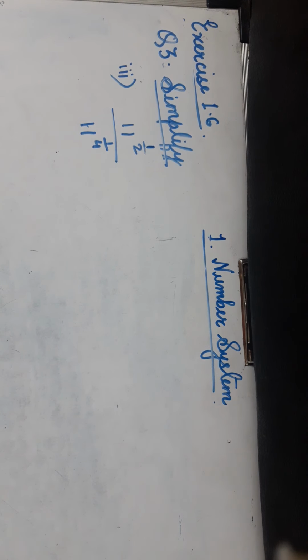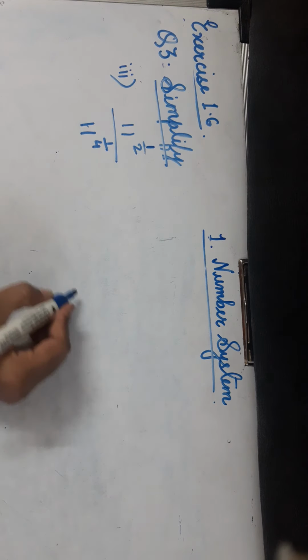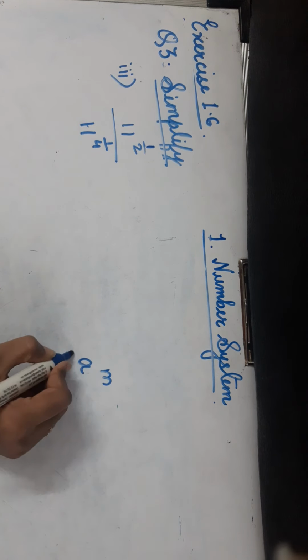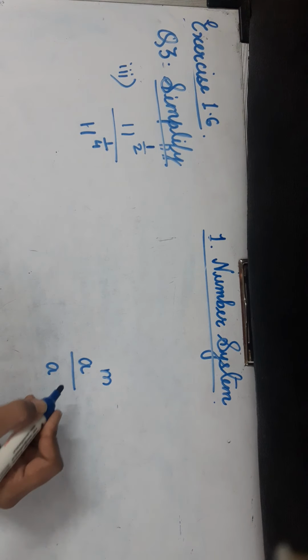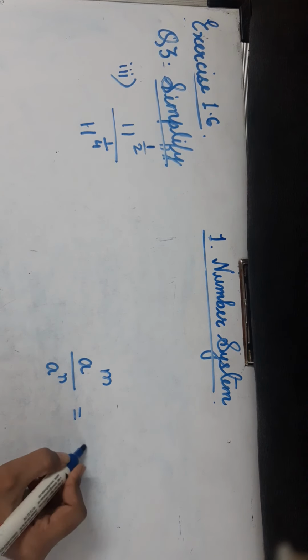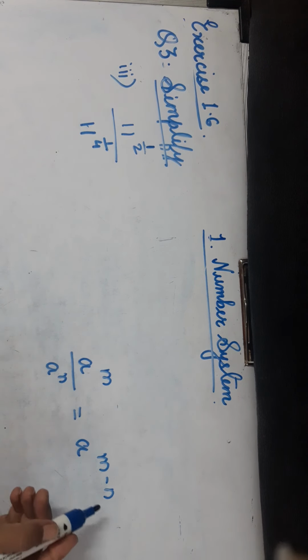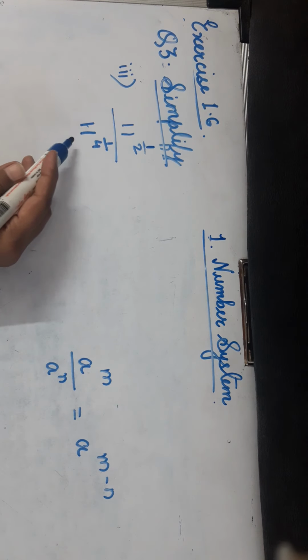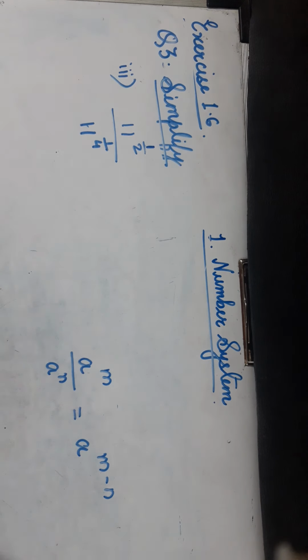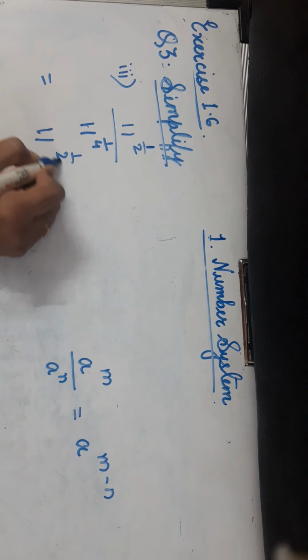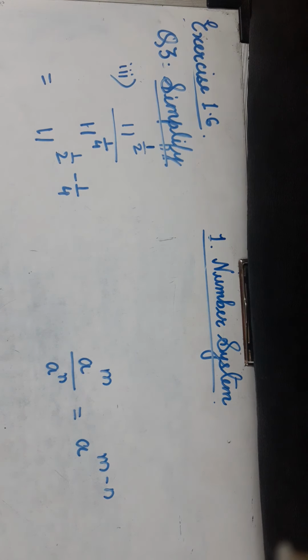Now let us move to the next question. The next question is 11 raised to 1 by 2 divided by 11 raised to 1 by 4. So if you remember the law, a raised to m divided by a raised to n is equal to a raised to m minus n. When it is division, you need to subtract the powers. So the bases are same, 11 and 11, subtract the powers. So it will be equal to 11 raised to 1 by 2 minus 1 by 4.